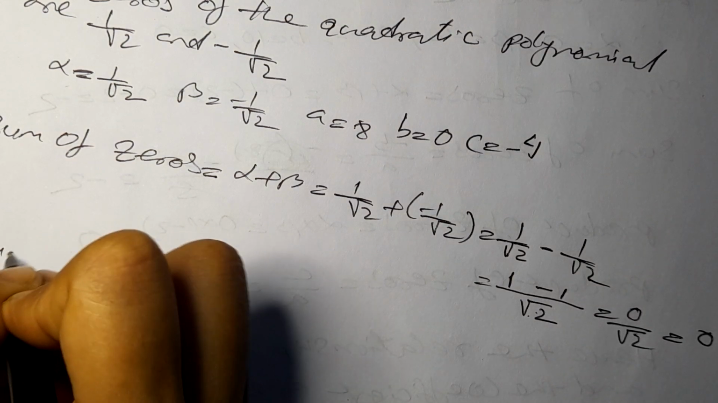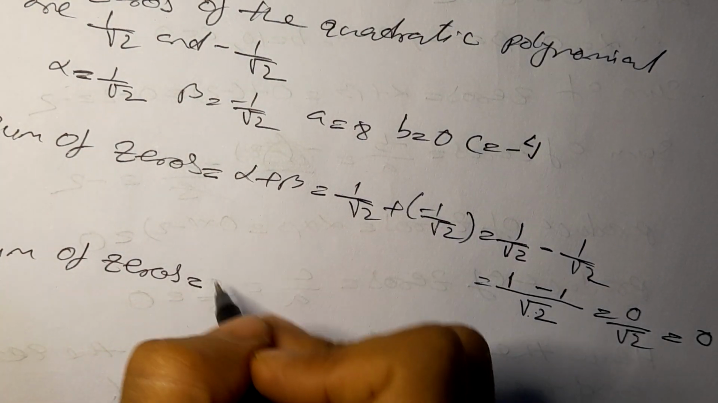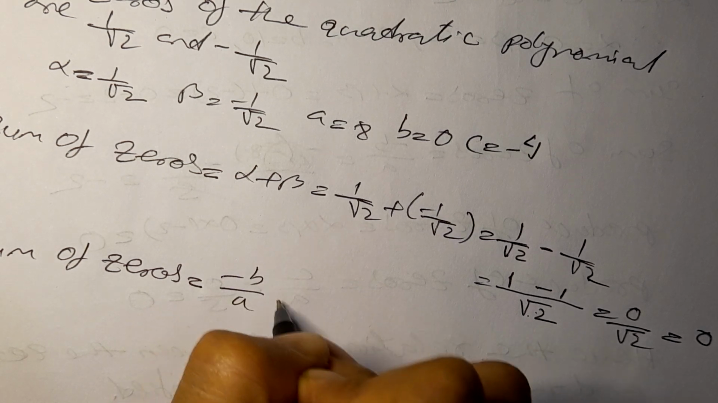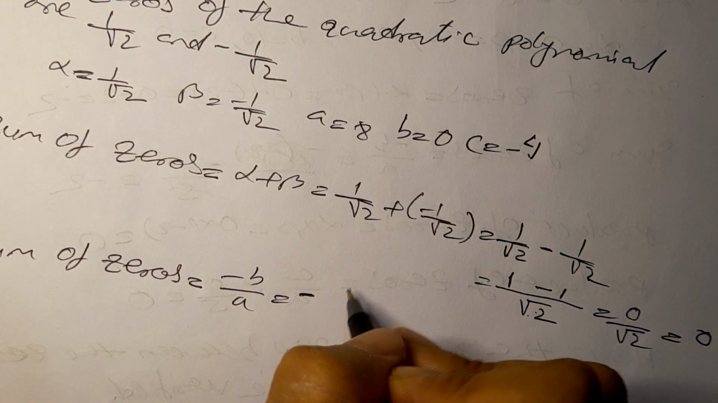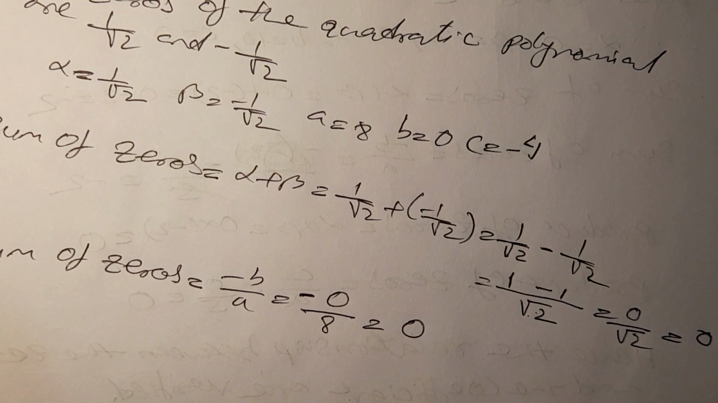Sum of zeros is also minus b by a. From the formula, what is the value of b? It will be 0. a is how much? 8, so it will be 0.